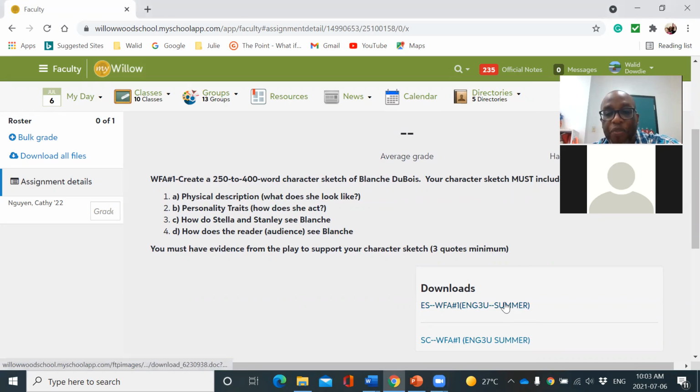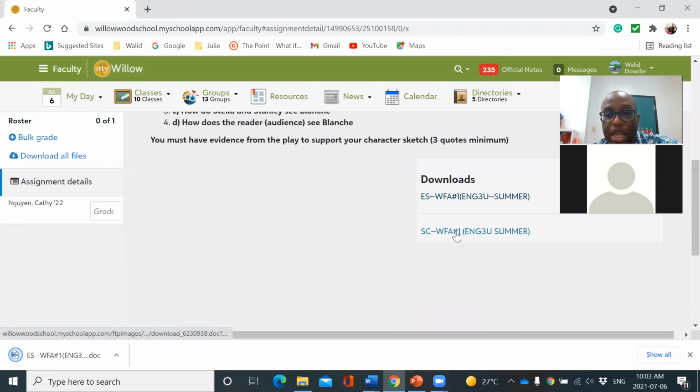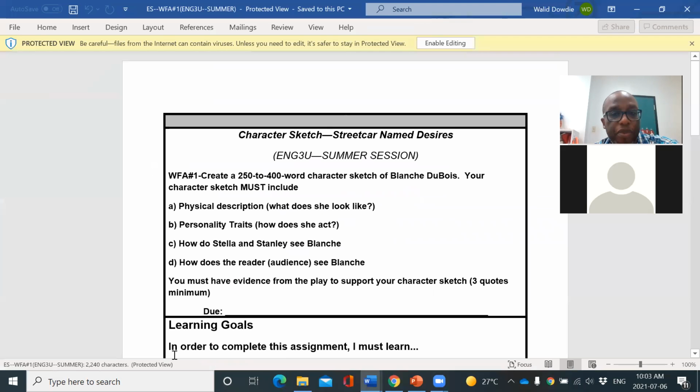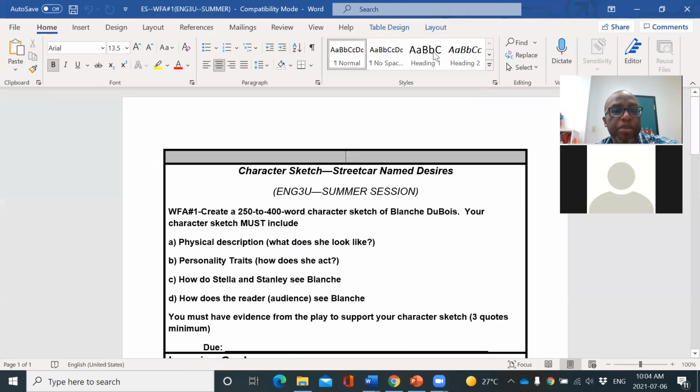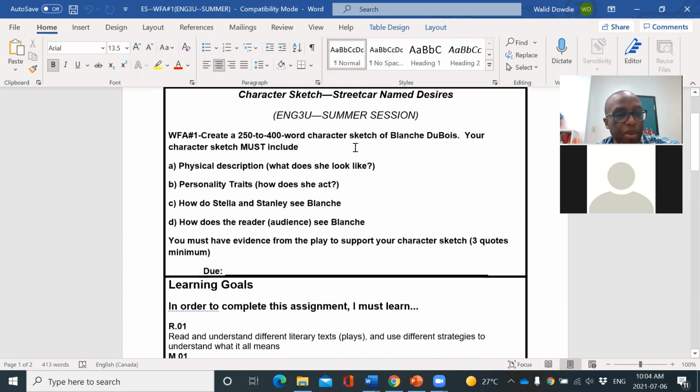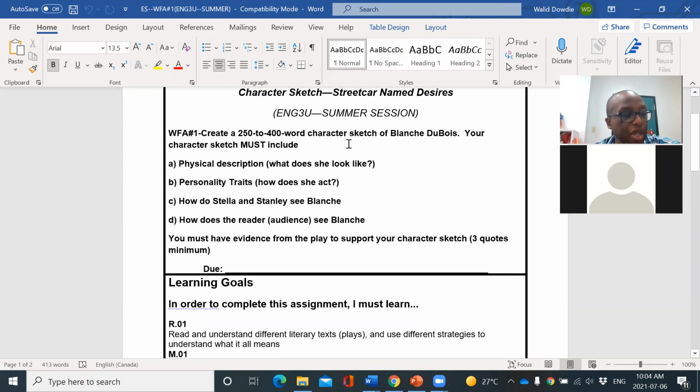Mm-hmm. Okay, so I'm just going to, as you can see, these are the two docs. I don't know if you've been able to download it, but I only have the success criteria. The other one I can't download for some reason. Well, that's weird. Okay. All right. So we'll look at it. We'll see if we can sort that out later.